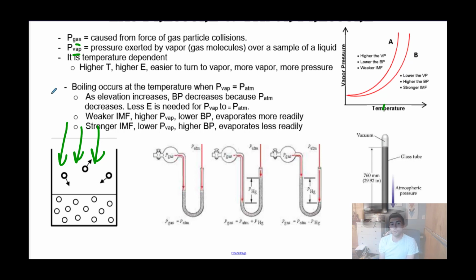If we go below sea level and the atmospheric pressure is higher, then we need to heat the substance to a higher than normal temperature to build up enough vapor so that it meets the atmospheric pressure. So boiling point actually increases when we go below sea level.